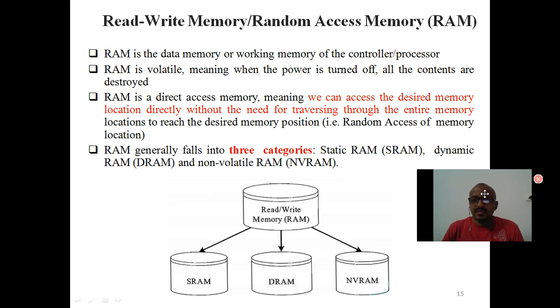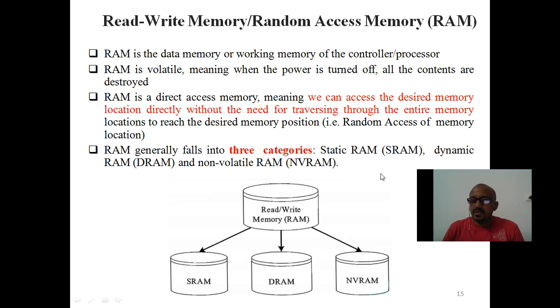Why is it called random access memory? Because we can access the desired memory location directly without needing to traverse through the entire memory. So directly, any location can be accessed. That's why it's called random access memory.